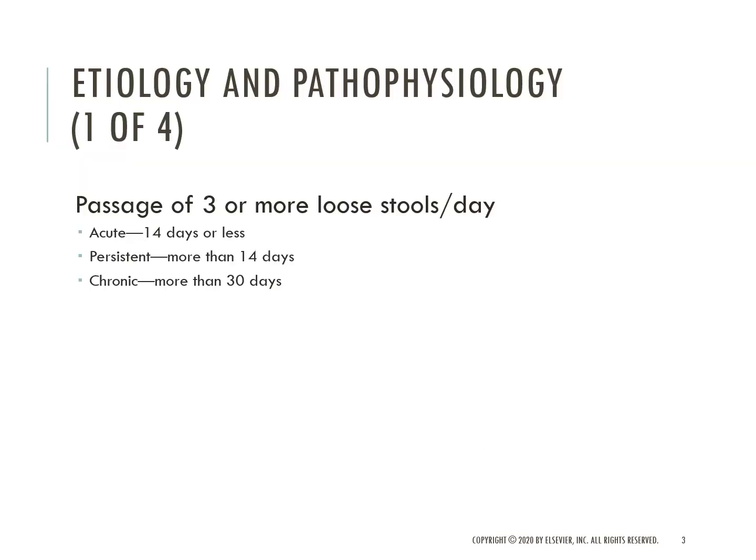Diarrhea is defined as passage of 3 or more loose stools in a day. It's considered to be acute if this is lasting less than 2 weeks. Persistent diarrhea is more than 14 days, and then chronic diarrhea is more than 30 days or 1 month.